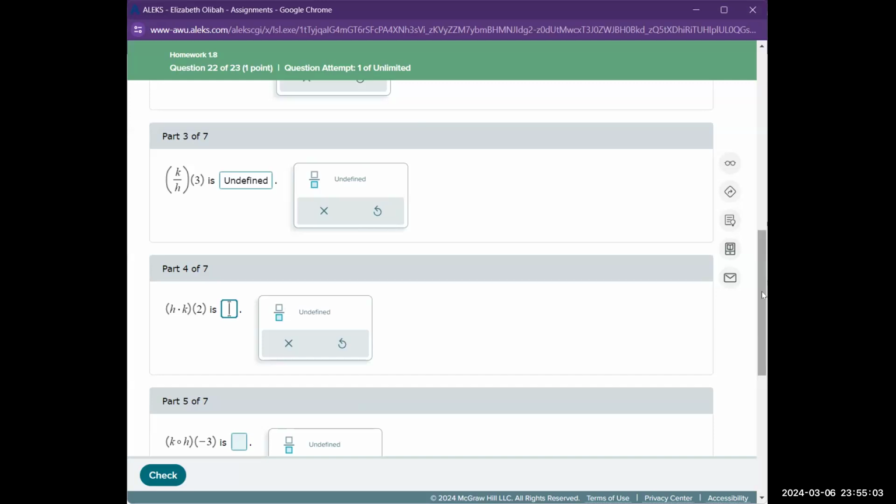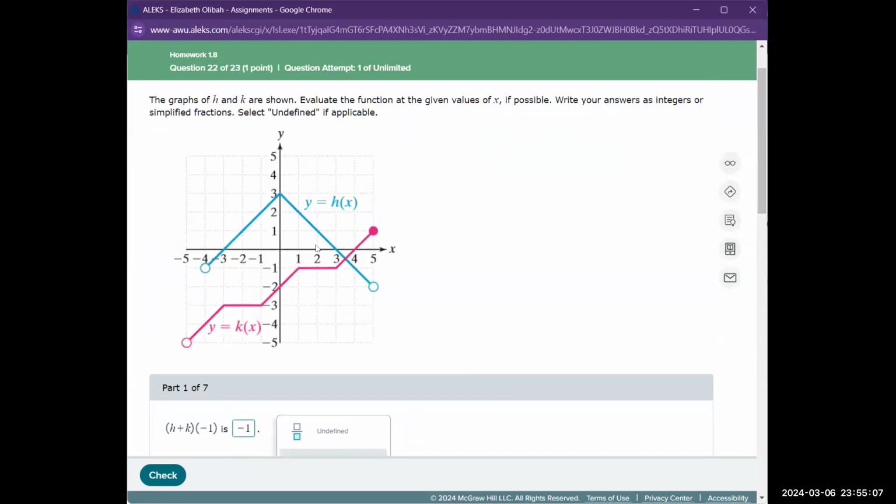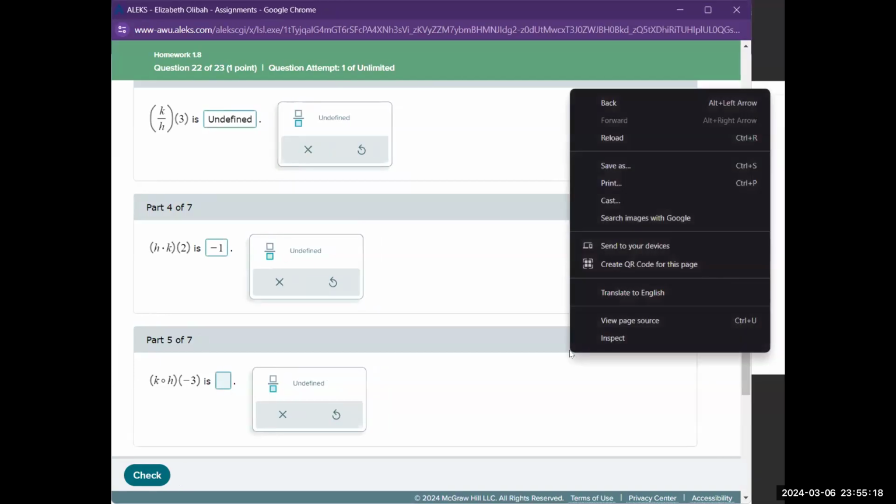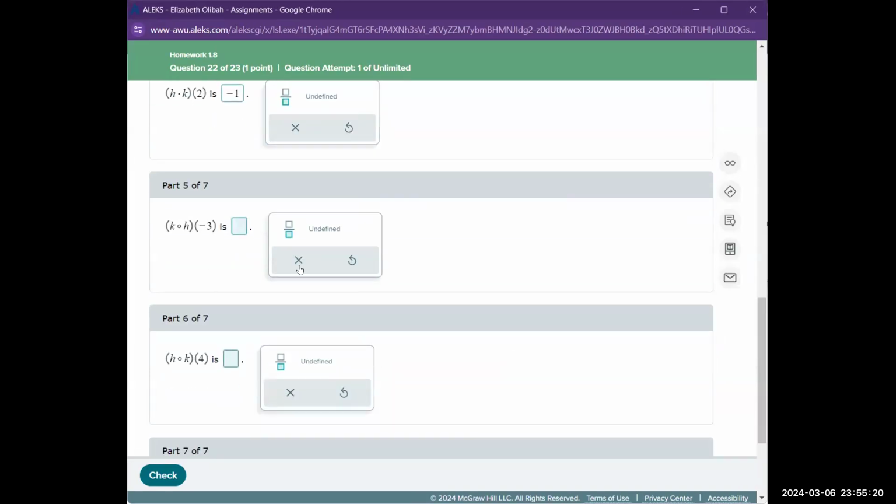All right, now we need to multiply. So we're going to go and find out what's happening at 2. At 2, the k function is -1 and the h function is +1. So if I multiply those together, I get -1.